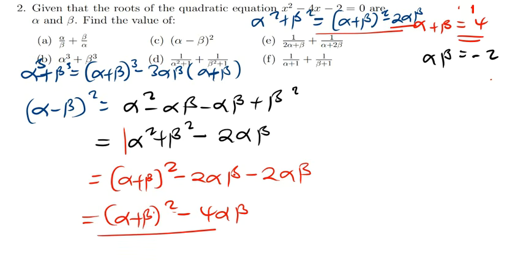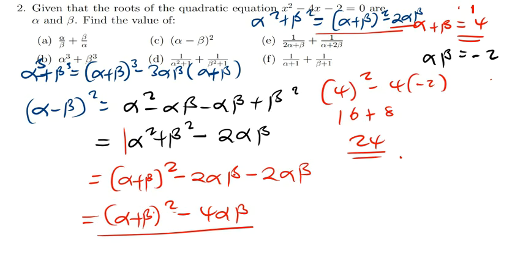Now I can plug in the values here. The sum is 4, squared, then negative 2. So I'll have 16 plus this 2 will give me 8. 16 plus 8 should be 24. So 24 is my answer for that question.